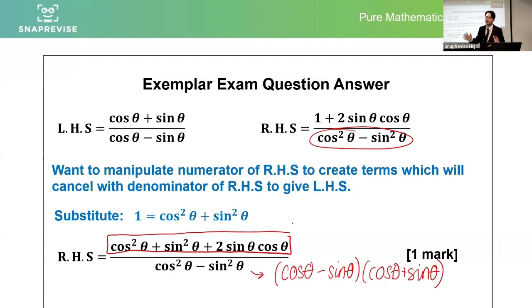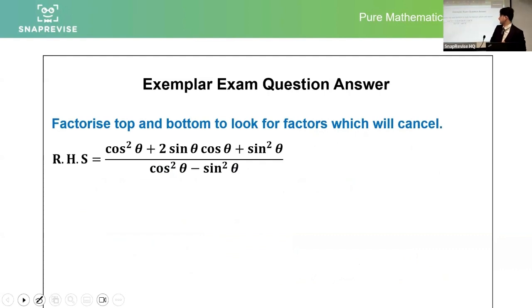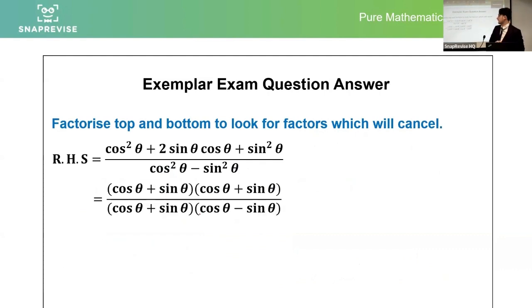So on the bottom, we've got a difference of 2 squares, which we've spotted, hopefully. But on the top, we've got something squared plus 2 lots of the combined plus the other thing squared. That's a repeated double bracket. So what we're getting at is this. This is how it would factorize.